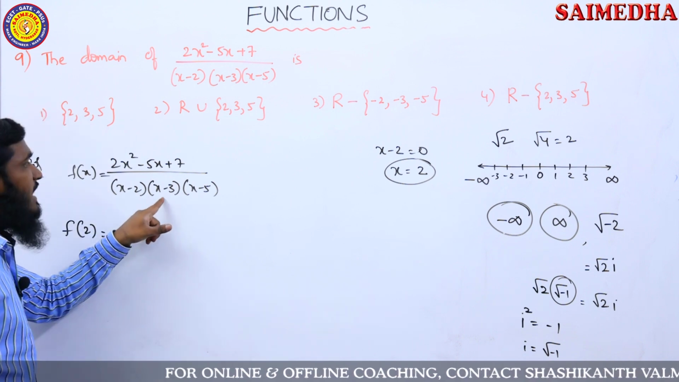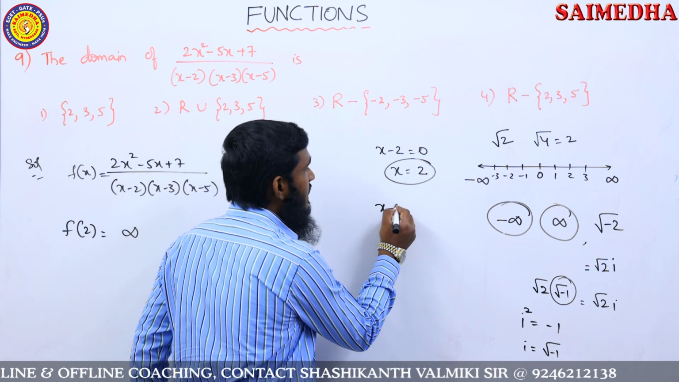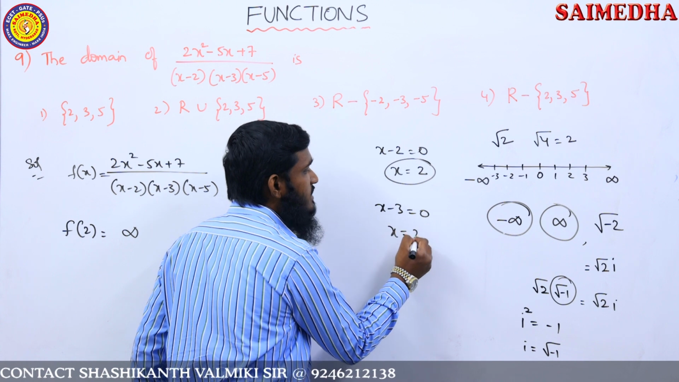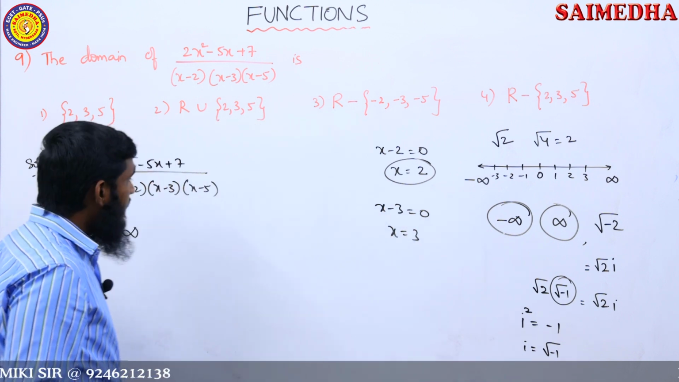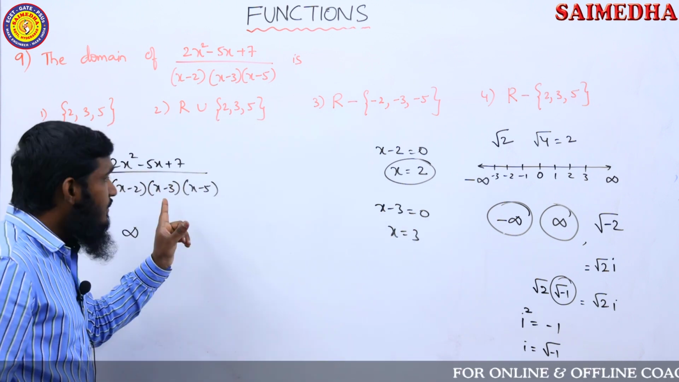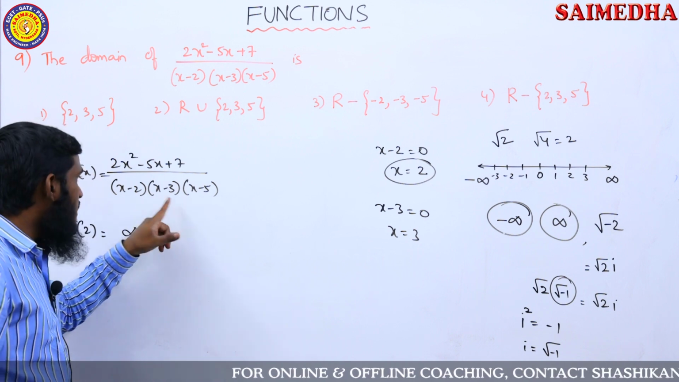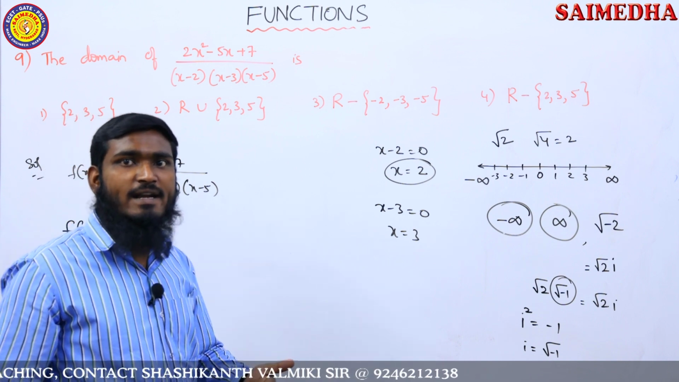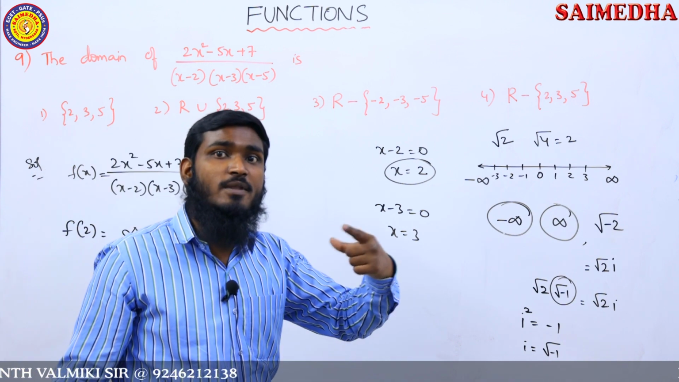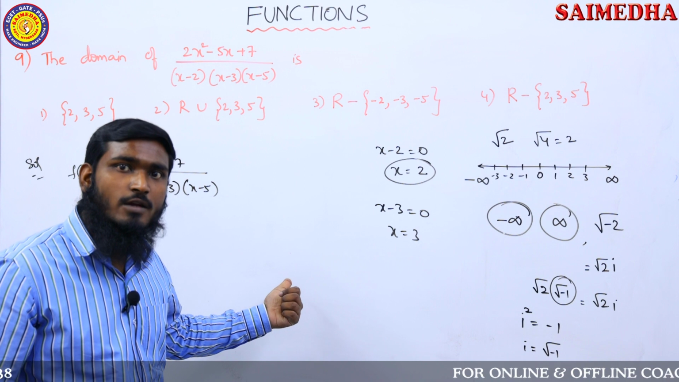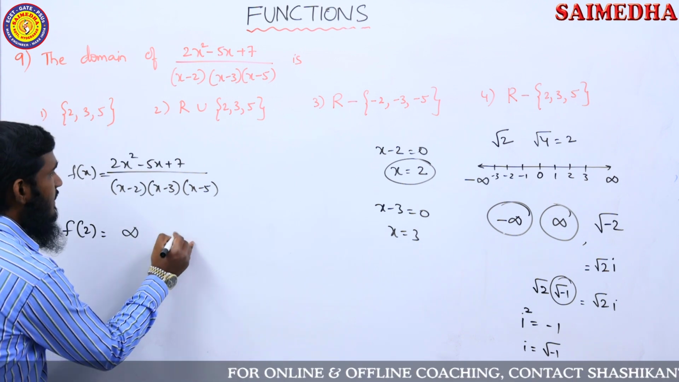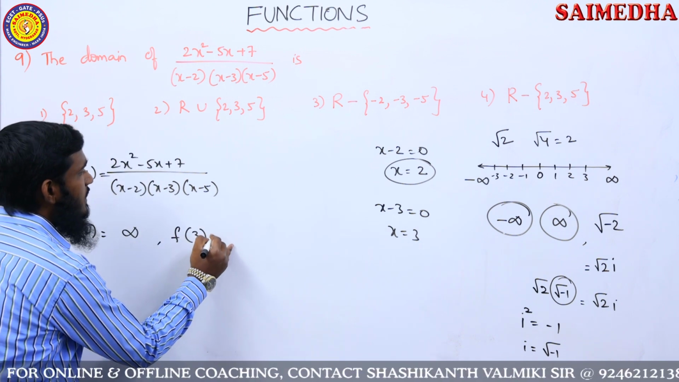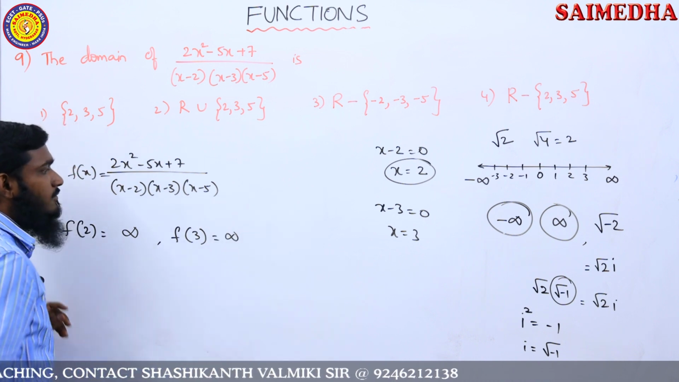Now next, x − 3 is given. x − 3 = 0 means x = 3. When we take x = 3, 3 − 3 = 0, and 0 into (x − 2) into (x − 5) is also 0. If we get the denominator as 0, the final answer will be infinity. So f(3) is also equal to infinity.